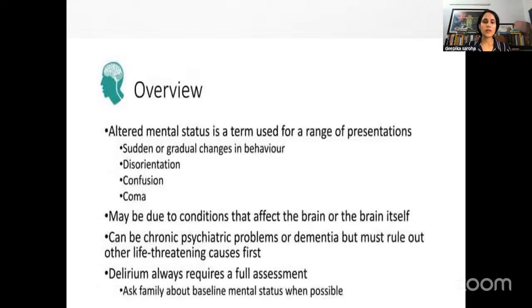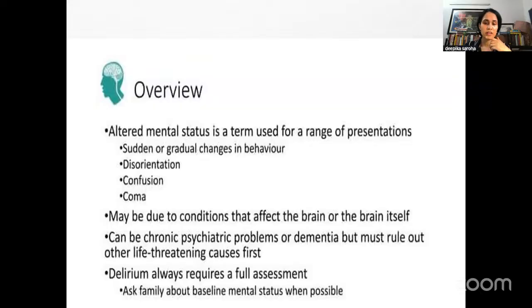So to start with, what is altered mental status? It is basically a range of presentations where the patient can present suddenly or with gradual changes in behavior. Patient can be disoriented, there is confusion, and to the extreme, there can be a state of coma. So these conditions can present because of any disorder that affects the brain secondarily or primarily affecting the brain itself. There can be a chronic psychiatric problem or dementia. These should be ruled out in any patient who is presenting to us with AMS. AMS is a well accepted abbreviation for altered mental status.